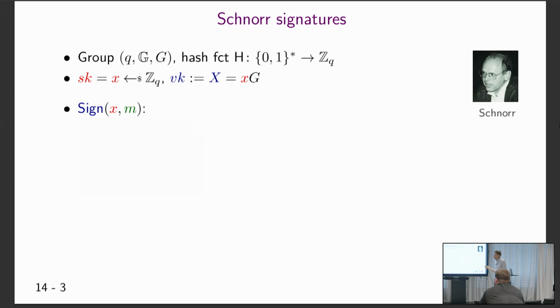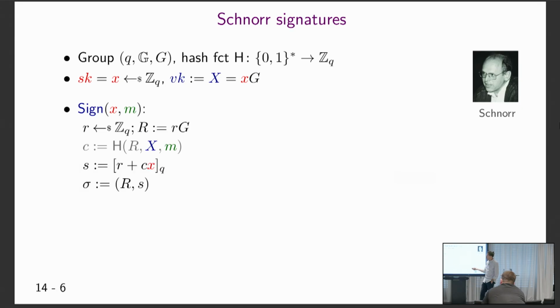How do you make a signature? You first create an ephemeral key pair. The signer picks some random little r, computes capital R equals little r times G, and this will be the first element of the signature. It then hashes this group element together with its public key and the message, and that gives a value C that's often referred to as a challenge. And the second element of the signature will then be r from this first step, plus the challenge times the secret key modulo Q, and that's the signature.